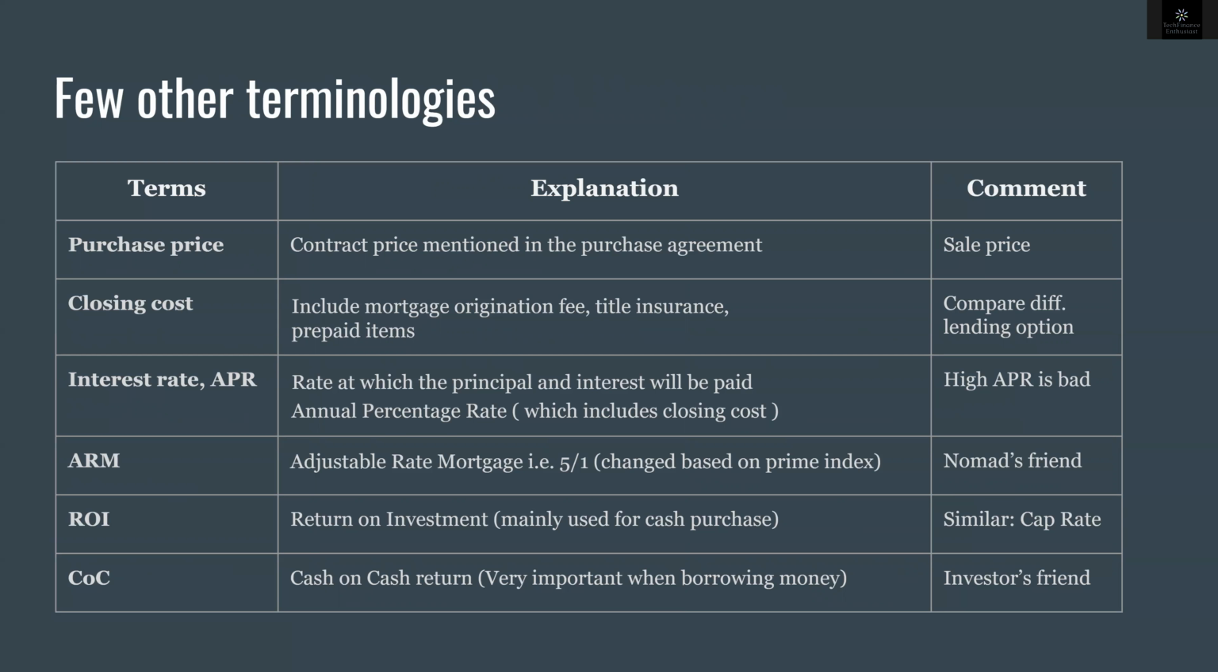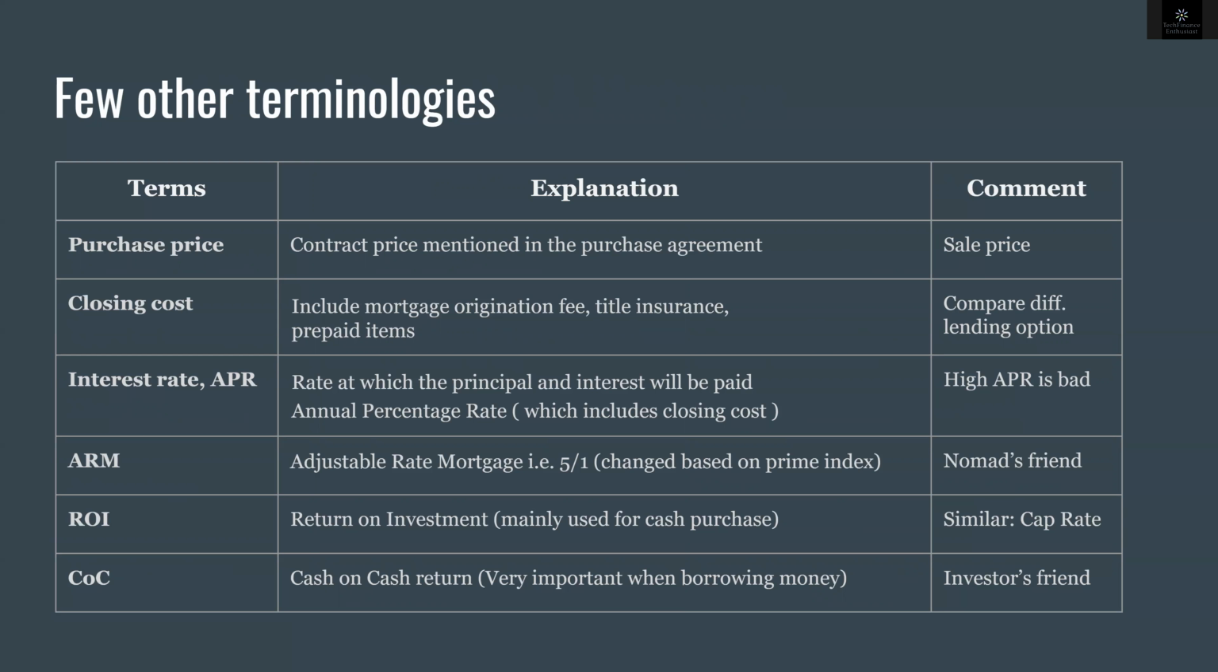And what is interest rate? The rate at which principal and interest will be paid. So for a 30-year fixed, if it is 3%, then you need to pay the loan at a 3% interest rate. And there is one more interesting terminology, that is APR, annual percentage rate.